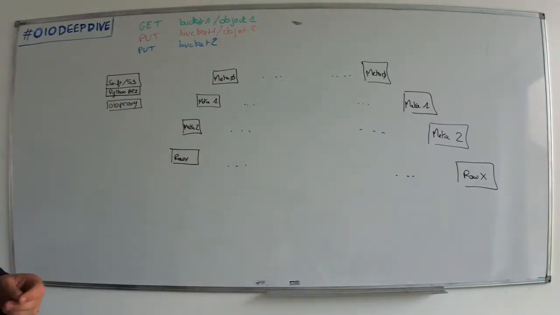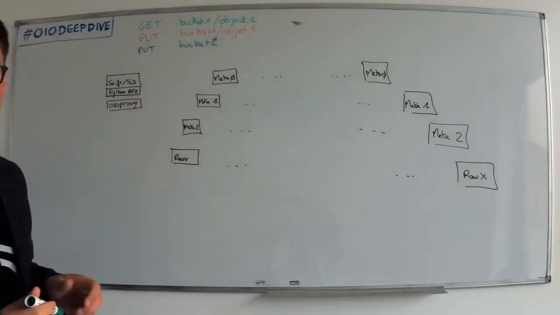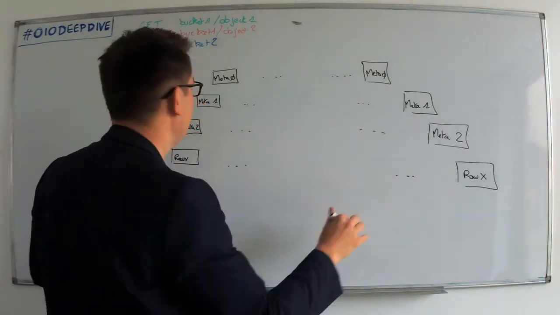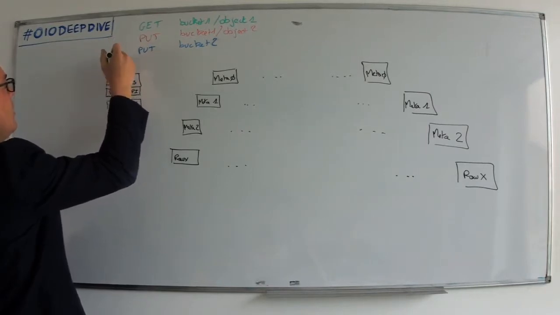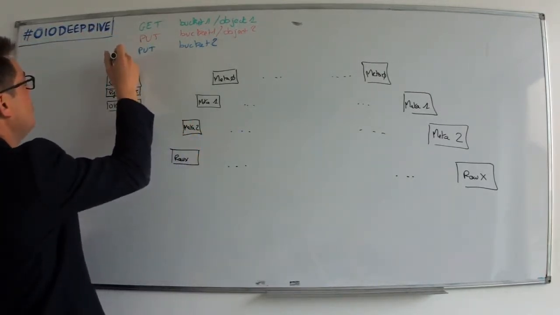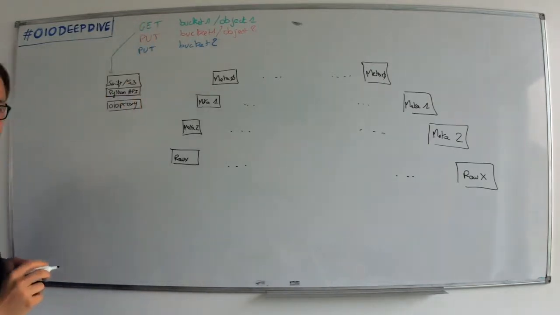When someone wants to get object 1 inside bucket 1 using the S3 APIs, and let's say that the data is already stored inside the OpenIO architecture, what will happen here is that using the S3 API you will do the get of bucket 1, object 1.